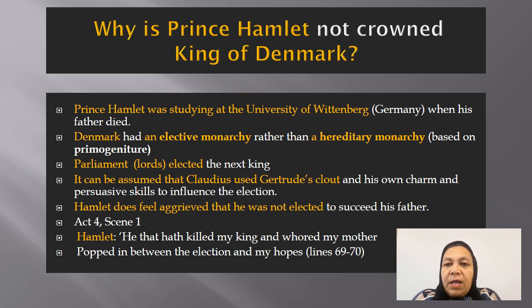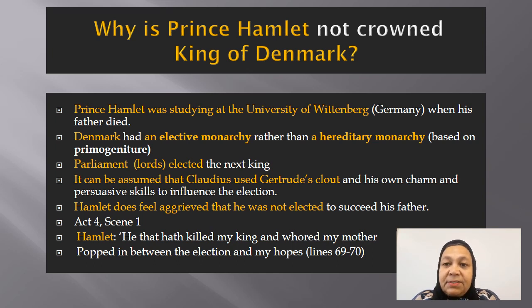Before we move on to the actual events of Act 1, we need to answer a question which often crops up and people want to have clarity on. Why is Hamlet, the king's son, whom most of us assume would be the obvious successor to his father's throne, not crowned king of Denmark? Firstly, we know that Hamlet was actually in Germany at the University of Wittenberg at the time that his father died. What many of us don't know is that Denmark had an elective monarchy rather than a hereditary monarchy.